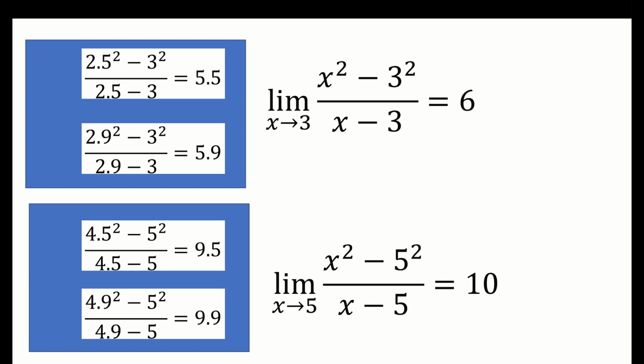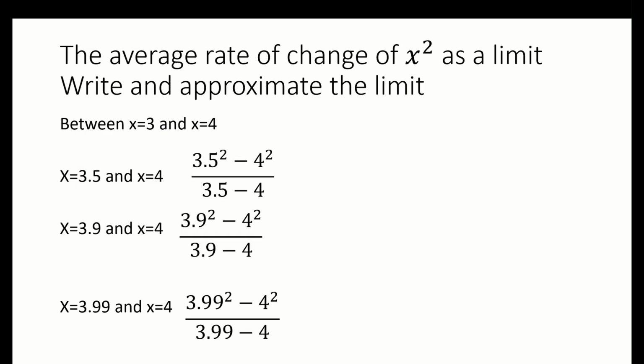And now we're going to apply these to other ones. So if we were to find the average rate of change of x squared from x equals 3 to x equals 4, okay, and then from 3.5 to 4, and then from 3.9 to 4, and 3.99 to 4, that's going to give us some different values, right? But what we're really doing here is taking a limit as x approaches 4.